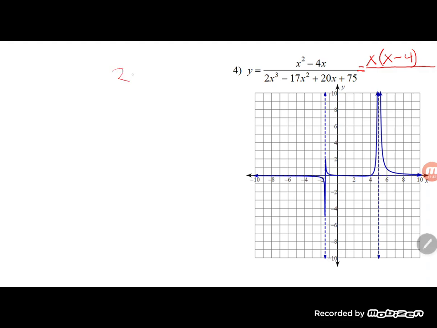We have 2x to the third minus 17x squared plus 20x plus 75. If there's anything you should be thinking right now, it should be box, because we are used to having 4 terms, and with those 4 terms, putting them into a box so we can factor it. This should be one of your first instincts.